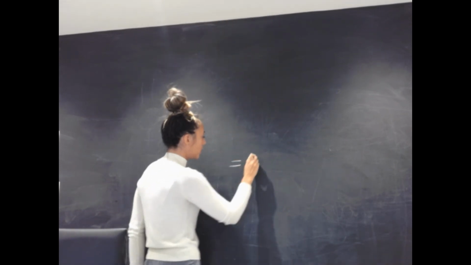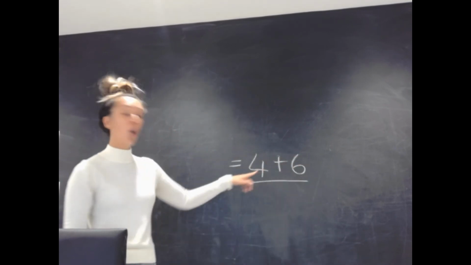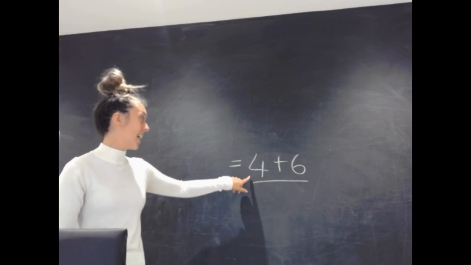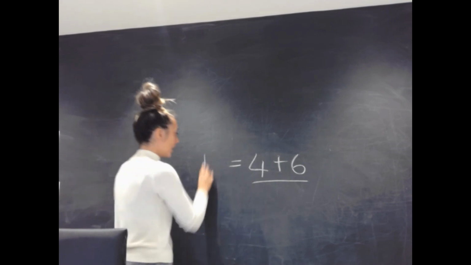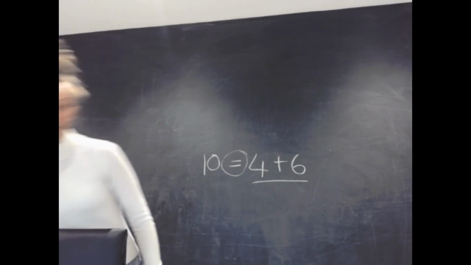Okay. Oh, one more that I want to go through. If equals is at the front of your equation, don't overcomplicate it. It still says 4 add 6. So the answer is still 10. Just because the equals was moved to the front, don't let that bother you.